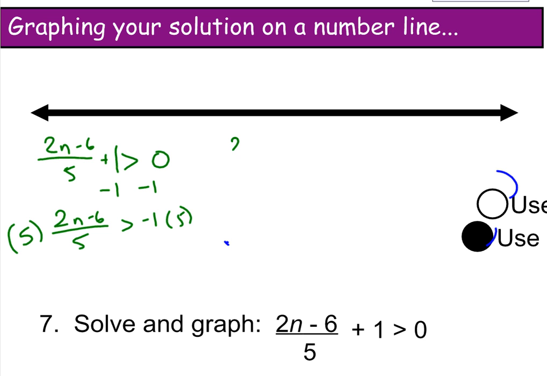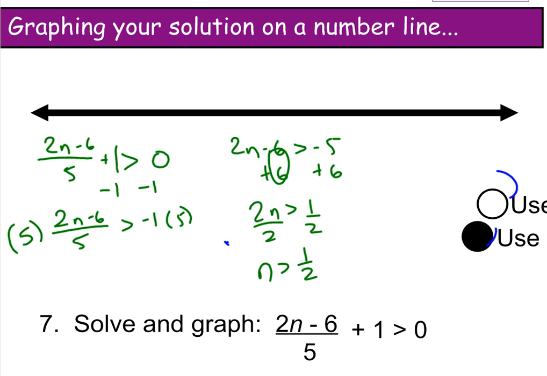So this becomes 2n minus 6 greater than negative 5. So add 6, that zeroes out. 2n is greater than 1, divided by 2, and it's got to be bigger than 1/2. So now, this is just greater than, so that's 0, 1, 2, 1/2 is going to be right here. It's an open circle, and I'm going bigger.